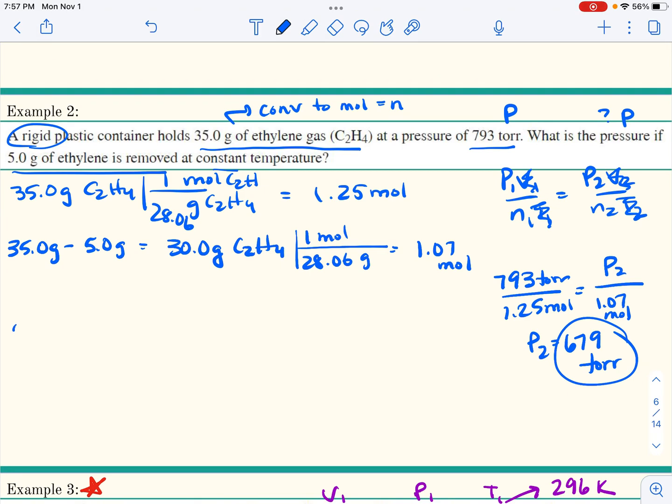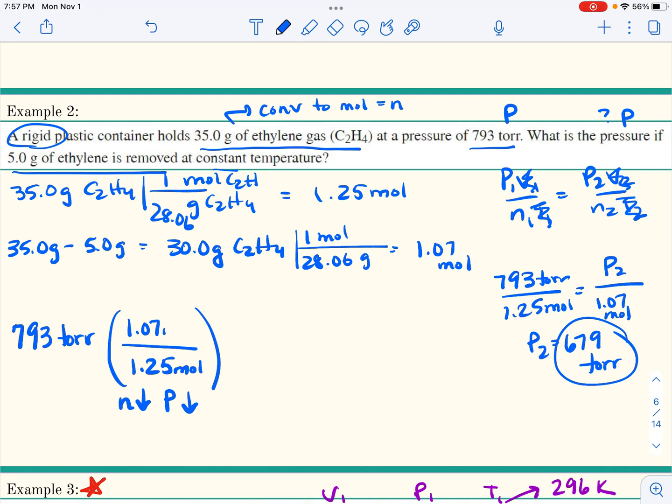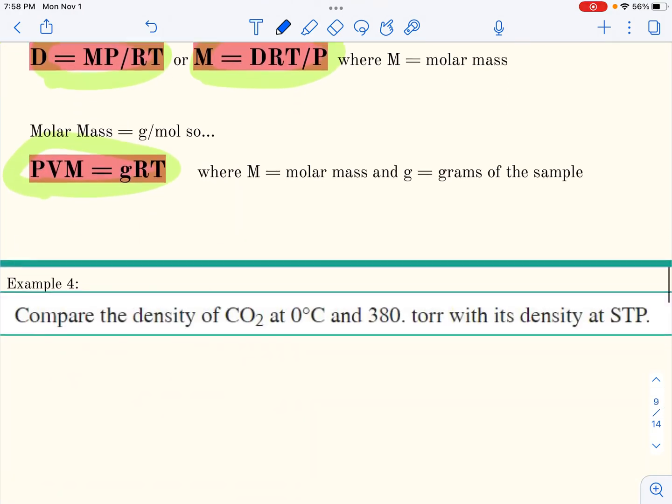Remember that if we're looking for pressure, we're going to start with the pressure we were given. So that would be 793 torr. We're going to multiply by a fraction here. The relationship is between number of moles and pressure, and number of moles has decreased. And remember that the fewer moles you have, the fewer collisions there are, so the pressure would also decrease. This means our larger number of moles needs to go in the denominator so that the pressure goes down. So this would be 1.25 moles in the denominator and 1.07 moles in the numerator, and I'm going to get the same exact answer. So there's another example that shows you both of those ways to do that with a little bit of a twist.